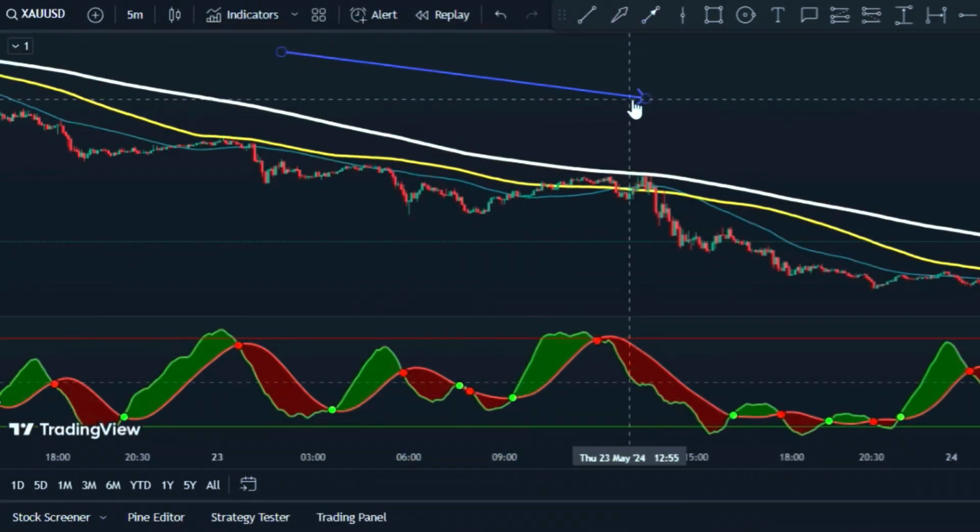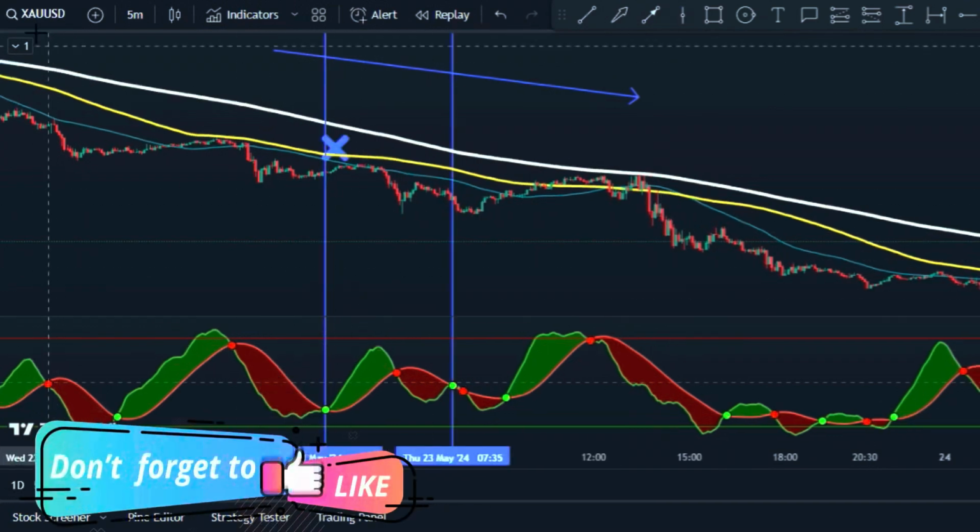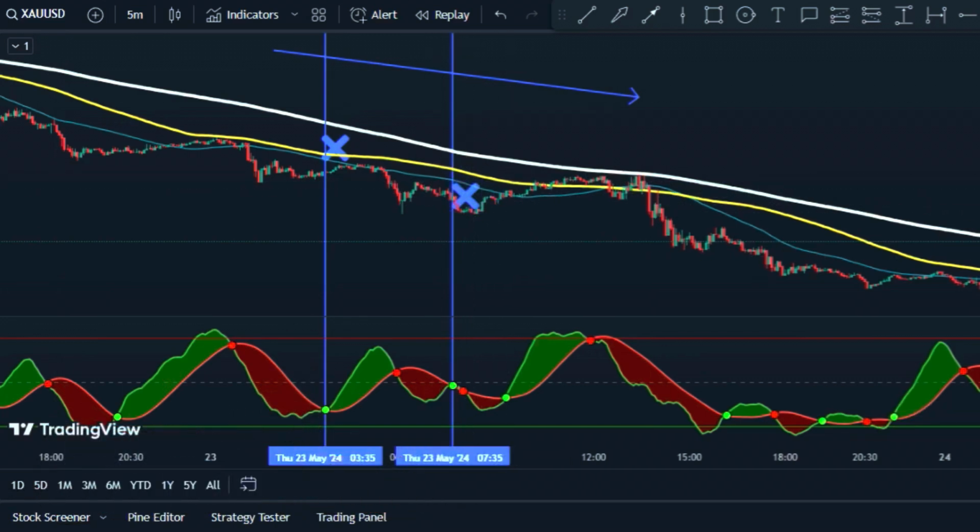You can use the SMA lines to filter out any counter trend signals, which makes your trading strategy even more effective. Congrats on learning a new strategy.